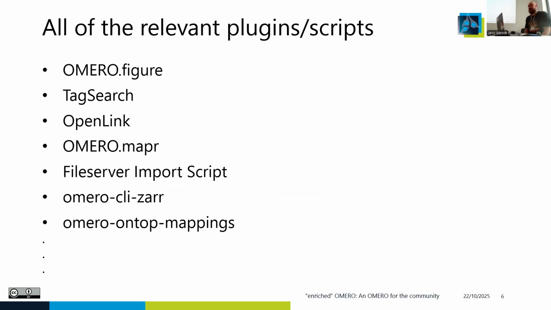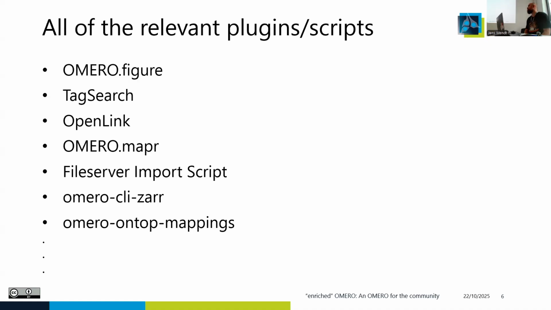Second column. All of the relevant plugins and scripts there are. So I tried to put stuff on there that came to my mind. OMERO Figure, of course, text search, open link from Susanne, OMERO Map R from IDR, file server import script from Tom, how to use it in Düsseldorf. Stuff for the newer iterations for OMERO CLI, OMERO ontology mappings, that is also another development from Carsten Vogtmann-Grote, also from NFDI for BAM. So the list goes basically on indefinitely.